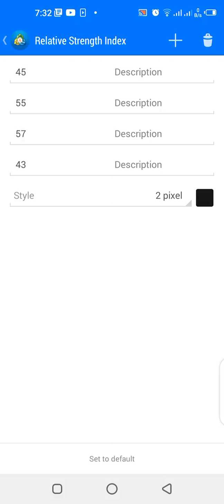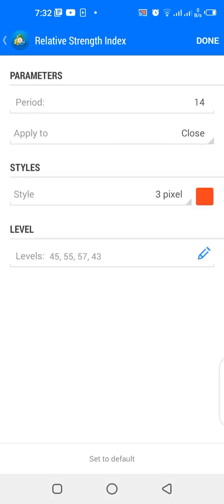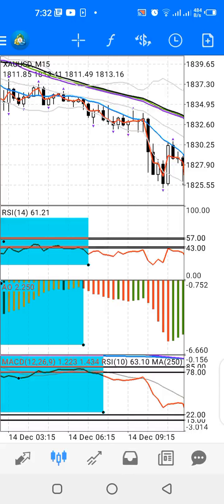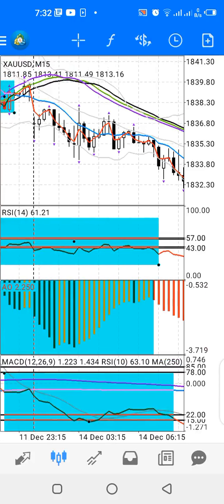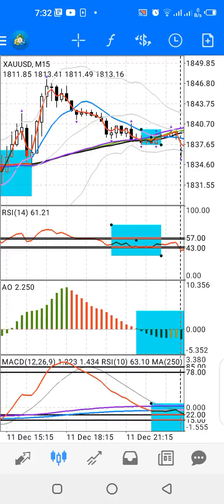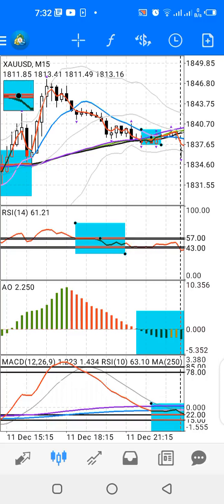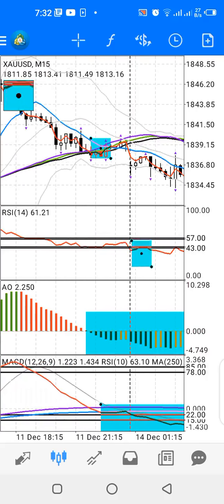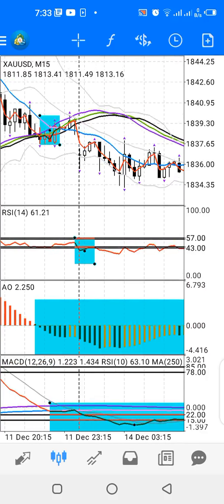45, 55, 57, 43, and the side color is black. Now, how does this work? When the red line, which is the RSI line, drops into the 57 and the 55 zone level, that's your sell signal. When it now drops below the 43 and 45 level, that's your confirmation. All right, confirmation to sell.